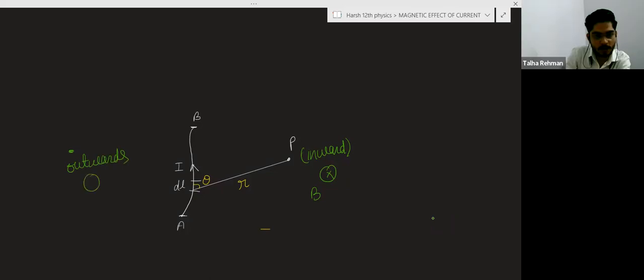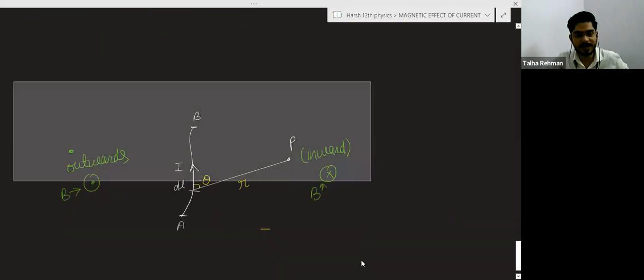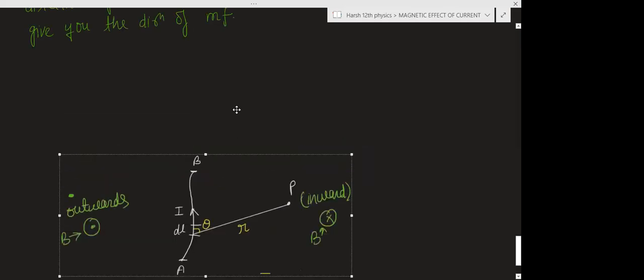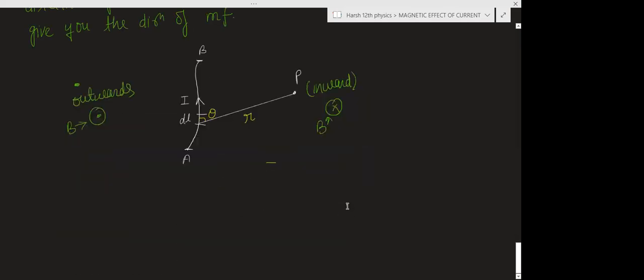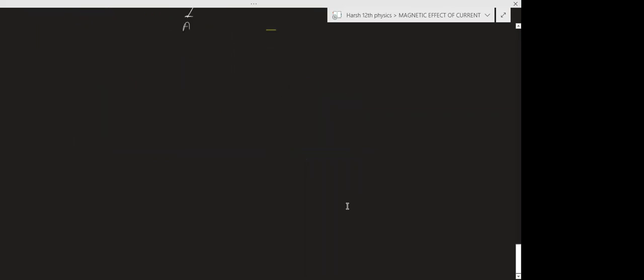And outwards is represented by a dot. So here, the direction of the magnetic field will be like this. This is the part of application, meaning in this way you have to apply the right hand thumb rule. This is the easiest way according to me.